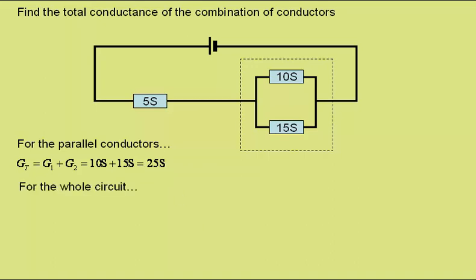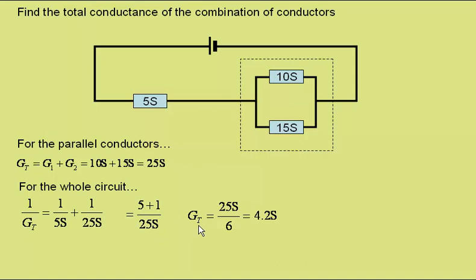For the whole circuit, we can now treat this as a 5 Siemens conductor in series with a 25 Siemens conductor. So we can write that 1 over the total conductance is 1 over 5 Siemens plus 1 over 25 Siemens. So this is 5 plus 1 over 25 Siemens. So the total conductance is 25 Siemens over 6, or about 4.2 Siemens.